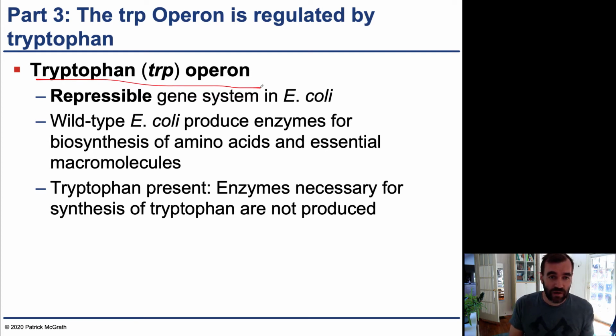So we know that E. coli can produce, and most bacteria can produce, enzymes that allow the biosynthesis of all of the amino acids and essential macromolecules. So they can take a sugar, and eventually that sugar is converted to threonine, tryptophan, histidine, alanine, etc. And so these are specific genes that are responsible for the production of all of these amino acids.